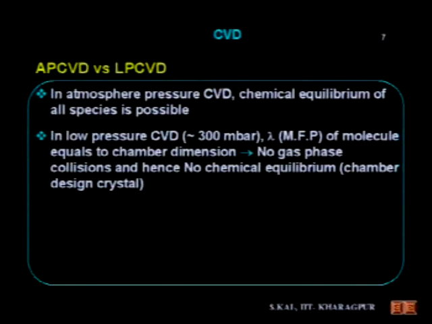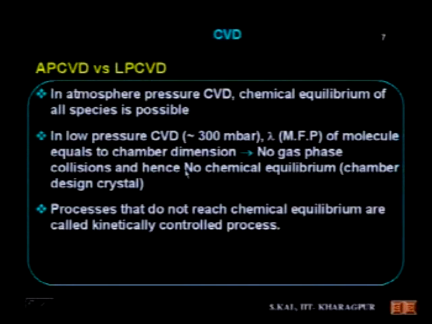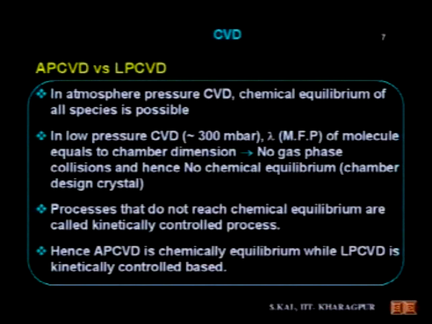Obviously, if there is no chemical equilibrium of the gas mixtures, then the chamber design must be critical. Chamber design is critical. Processes that do not reach chemical equilibrium are called kinetically controlled processes. Here in LPCVD, chemical equilibrium is not achieved, so the processes are kinetically controlled. Hence, APCVD is chemical equilibrium, while LPCVD is kinetically controlled. LPCVD reaction is a kinetically controlled reaction.